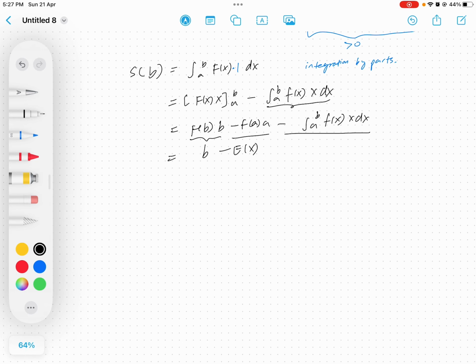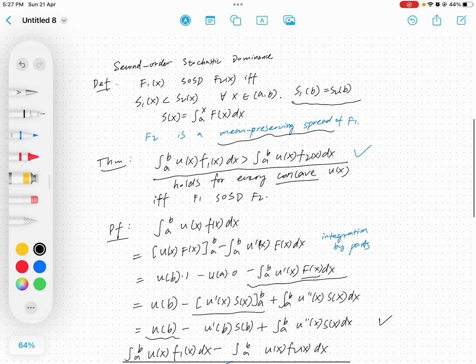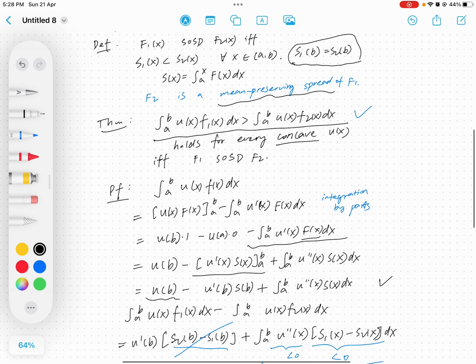So what we can observe from this is that if S1(b) for F1 equals S2(b) for F2, then we immediately know that E1[x] for F1 is equal to E2[x] for F2, right? So we go back to the definition here. We say that in this case, F2 is a mean preserving spread of F1, and this is just a definition for that. The justification for that is what we just showed above. Here we have S1(b) equals S2(b), so that the expectations for the two distributions are the same.